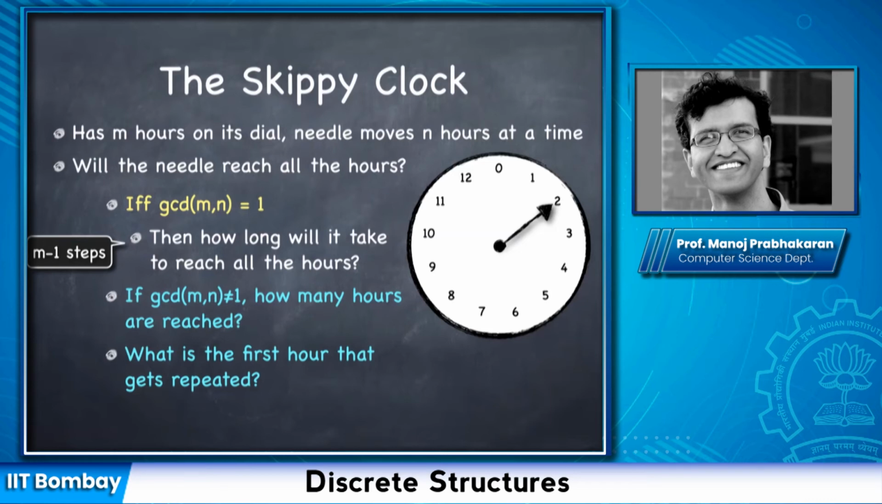Okay, so what if m and n are not co-prime to each other? In this case, we know that you will not reach 1 and you'll not reach everything. But which ones will you reach? Which positions would you reach?